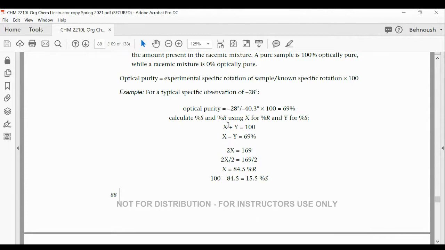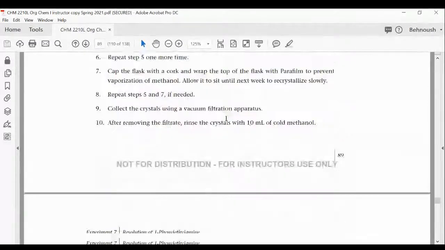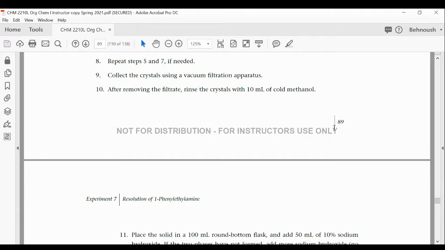Okay, so after you have it in the separatory funnel, because we did up to step 7 last time, on step 8 it says repeat if we don't have crystals, but with the 2 weeks we do have crystals. And when you vacuum filter it, you are adding cold methanol just because you don't want to dissolve. So cold methanol, the fact that you're trying to wash it, but you don't want to dissolve your crystals again.